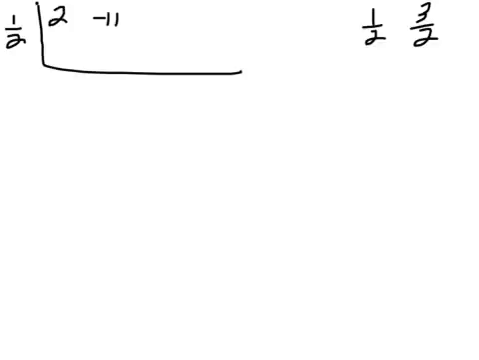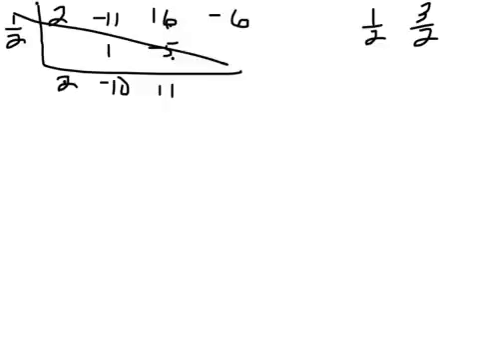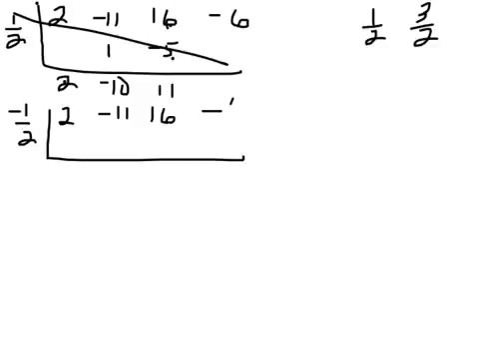2, negative 11, 16, negative 6. Okay, brought down your 2. A half of 2 is 1. Negative 11 and 1 is negative 10. A half of negative 10 is negative 5. 16 and negative 5 would be 11. A half of 11, not going to be 6. That one didn't work. Let's try negative 1/2. It's probably going to be the last one I try. This is why you like synthetic division, but you really don't want to have to do it too much.